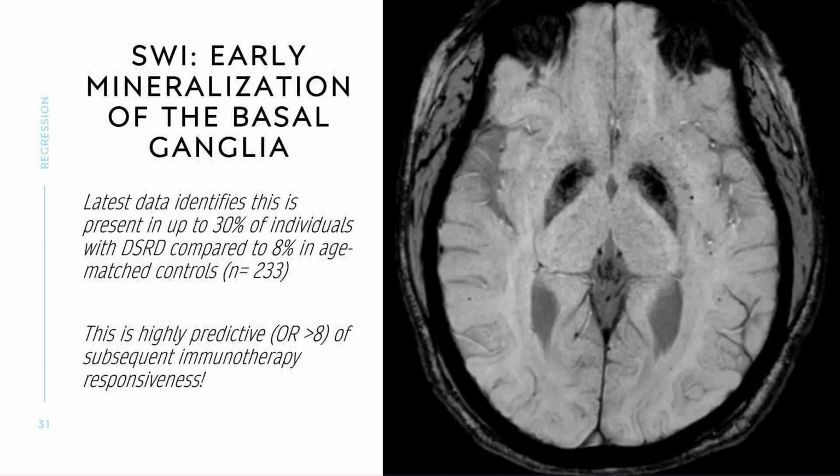This is an SWI sequence, which is a fancier, better quality GRE. What we're seeing here, and I'm going to highlight it in red, is early mineralization of the basal ganglia. This happens in up to 30% of individuals that we've studied who ultimately have what we think is Down syndrome regression disorder, compared to 8% in age-matched controls, with a pretty high N of 233, I will add. This finding in and of itself is one of the most highly predictive features of subsequent immunotherapy responsivity. So we're really looking for this finding amongst persons who we suspect of having Down syndrome regression disorder.